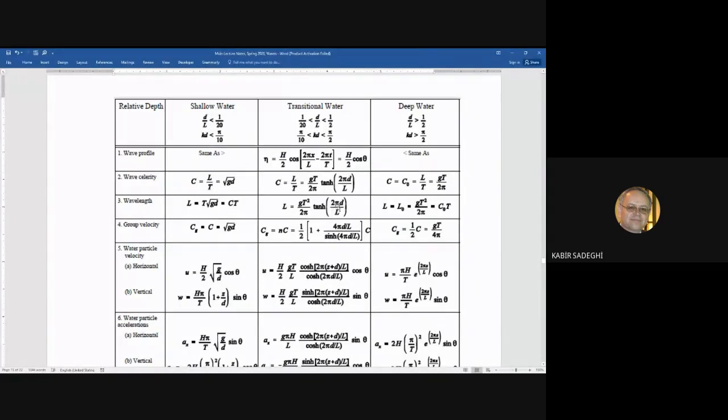When you calculate L at deep water, it's clear L0 equals gT squared over 2 pi. Finished. At shallow water, again, L equals T times square root of gD. That's all. But here, you see that you have L here and L here. What is that? Here, L has a role of input, but here it has a role of output. How can you calculate L? By trial and error.